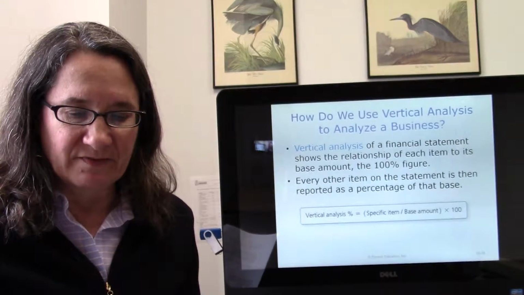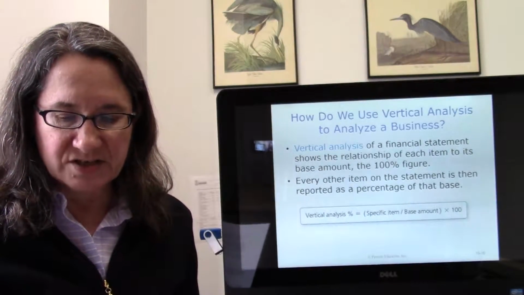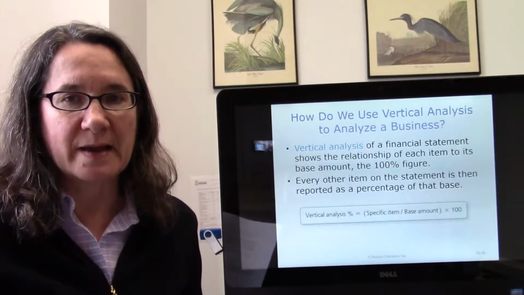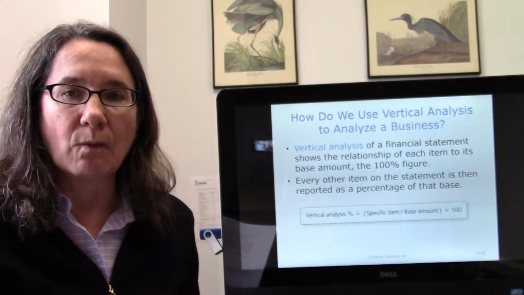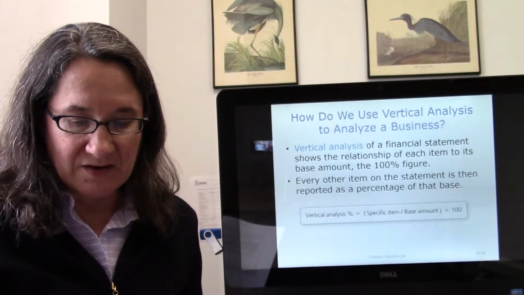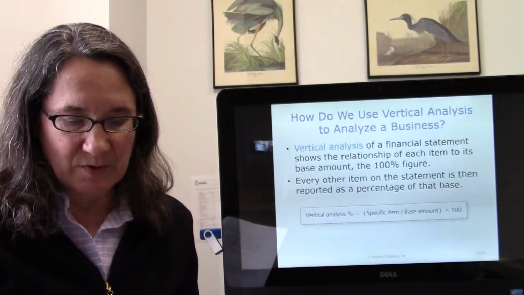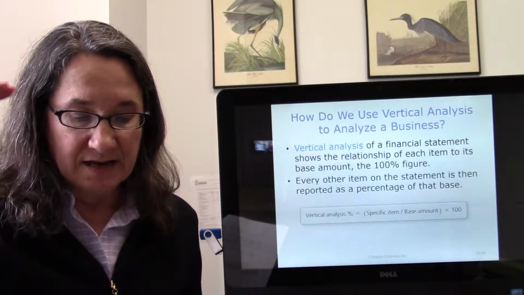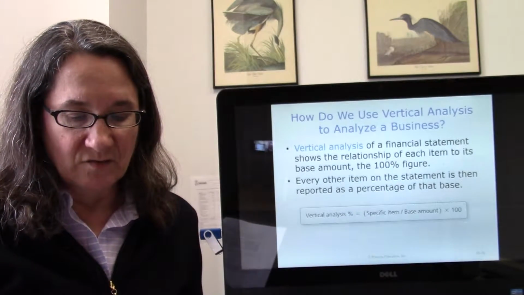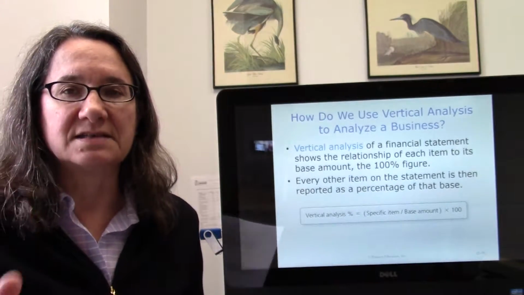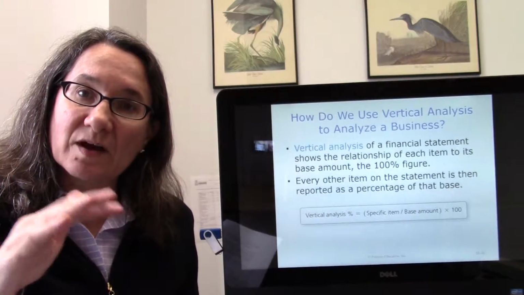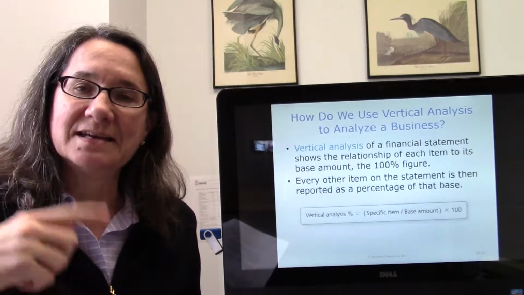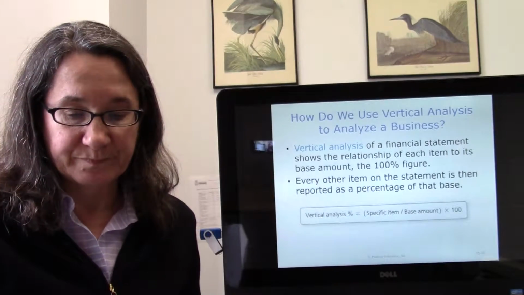Vertical analysis of a financial statement shows the relationship of each item to its base amount, which is the 100% figure. Every other item on the statement is then reported as a percentage of that base. For the income statement, net sales is the base. For the balance sheet, total assets is the base. So we're going to take every number, divide it by our base, and we'll get some percentage.